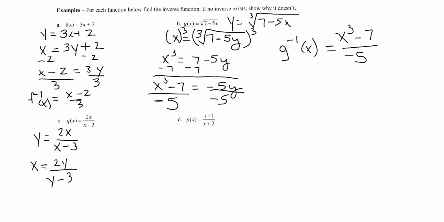And the first thing I want to do is get rid of that denominator. So I'm going to multiply both sides by y minus 3. So I will have x times y minus 3 is equal to 2y over y minus 3 times y minus 3 over 1. And what happens there is the y minus 3's cancel out, so we're left with 2y is equal to, when I distribute here, we get xy minus 3x.